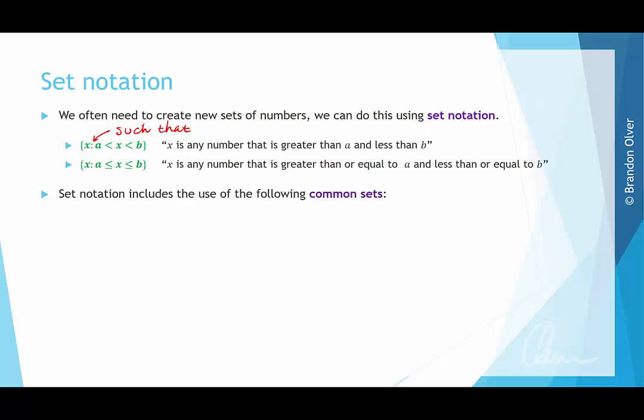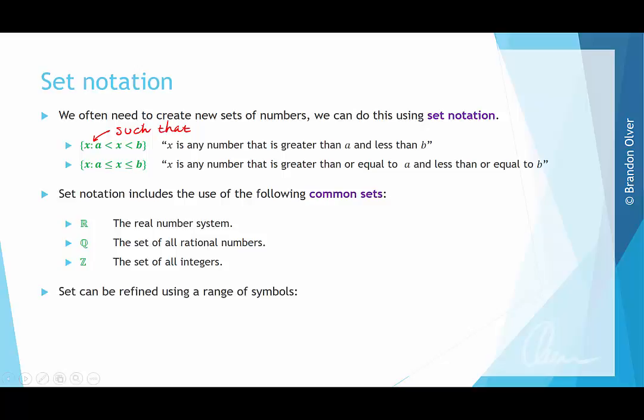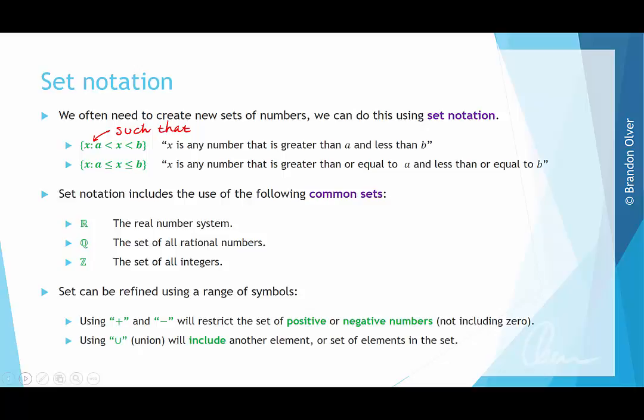Set notation includes the use of the following common sets, which we've already seen. So R is the real number system, Q is the set of all rational numbers, and Z is the set of all integers. We can refine these special sets using a range of symbols. So if we use a plus or minus superscript, we can restrict the set to just positive or negative numbers, and neither of these will include 0. And if we use this U shape, which is the union, we can include another element or set of elements in our set. Finally, we can use a backslash to exclude an element or a set of elements from the set.